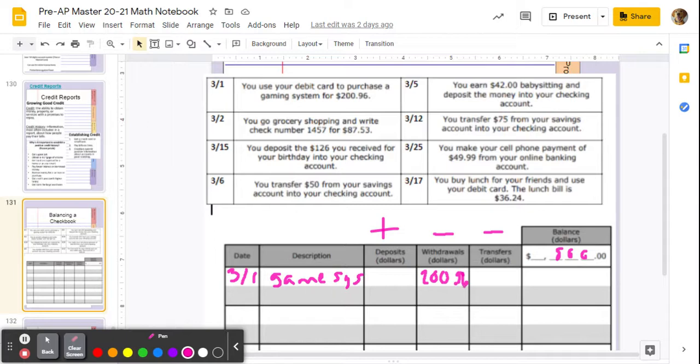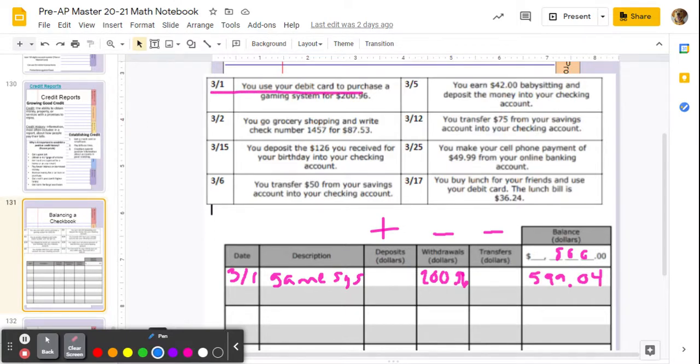The next step is to do $800 minus $200.96. So 800 minus $200.96 is going to leave us with $599.04. Okay, so we used that one.